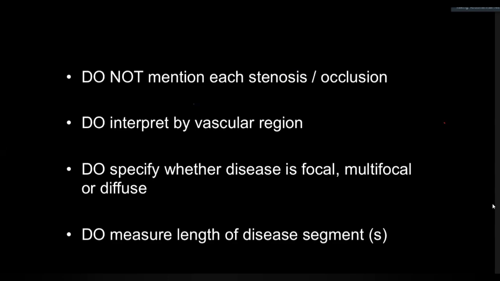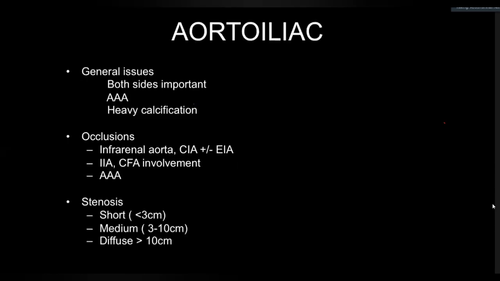So when you are looking at a CT angiogram, you do not have to mention every single stenosis or occlusion. Just do it by region. Say there are multifocal stenoses or occlusions. So do specify whether the disease is focal, diffuse, or multifocal. Do measure the length of the disease segment. So if it's a long segment occlusion of the SFA, do measure it. Coming to the aortoiliac segments, compare one side with the other.